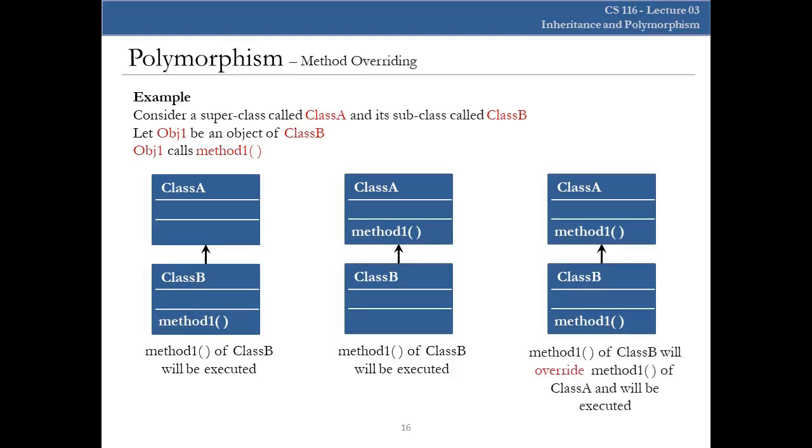We can say that method1 of class B in this case is overriding method1 of class A, right? So here exist two implementations of the same method, but the implementation in class B will be executed and the implementation of method1 in class A will be ignored.